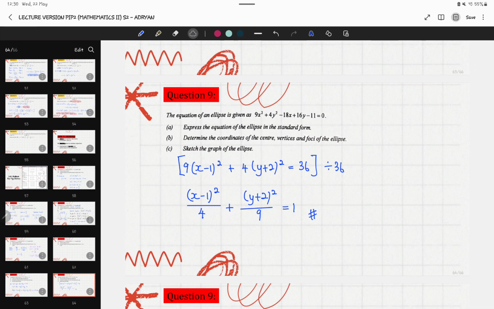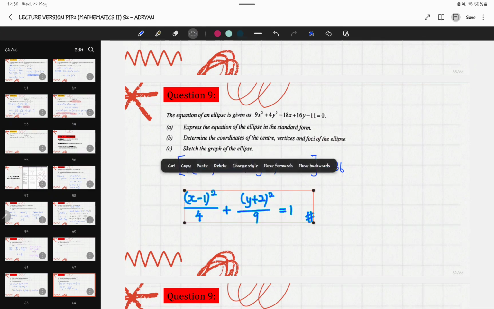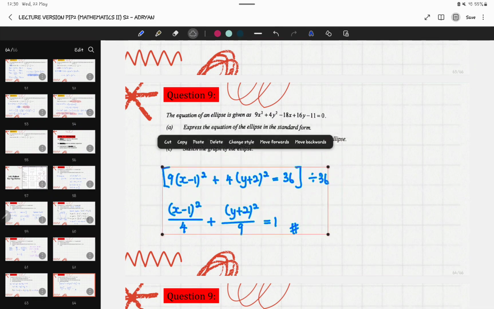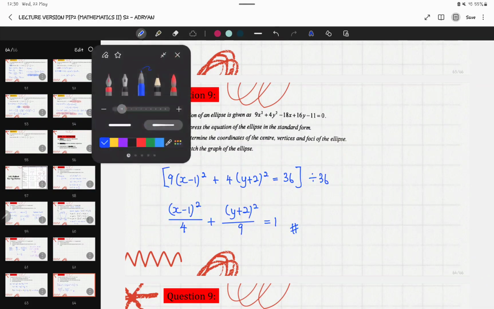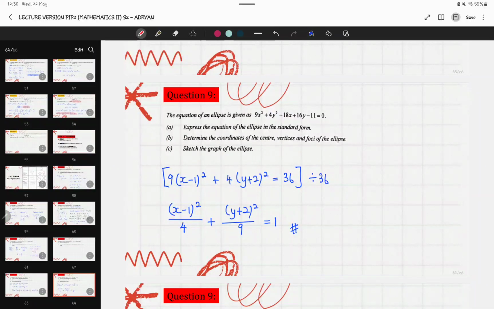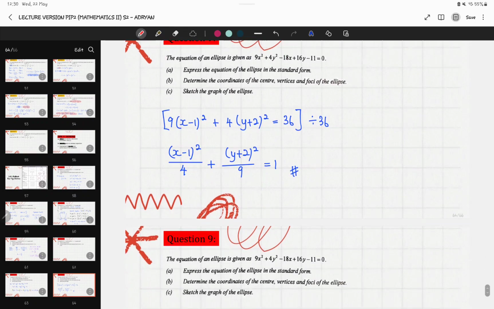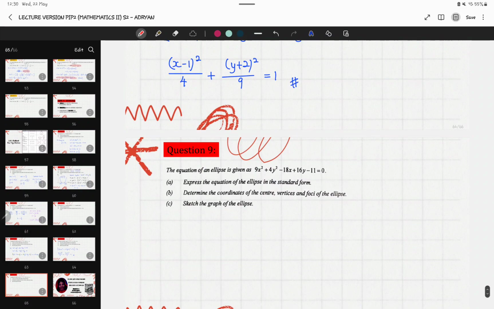So by now you already know from the standard form there are few information that you should know already. First, you should know how to identify the center, and then is it vertical major or horizontal major. So here I can already tell you lah. We know that the center is already fixed for you. Center dia is 1, negative 2, because it's x minus h.